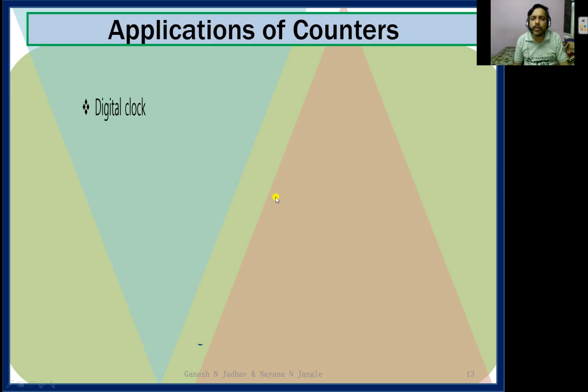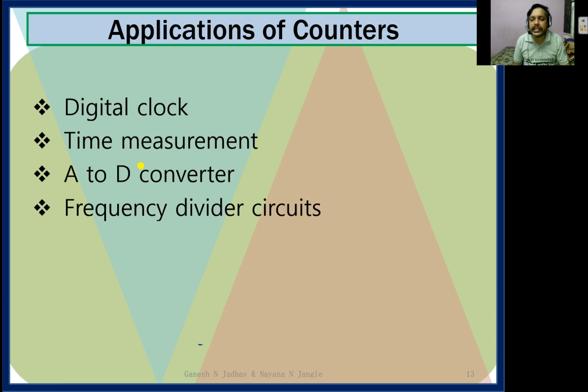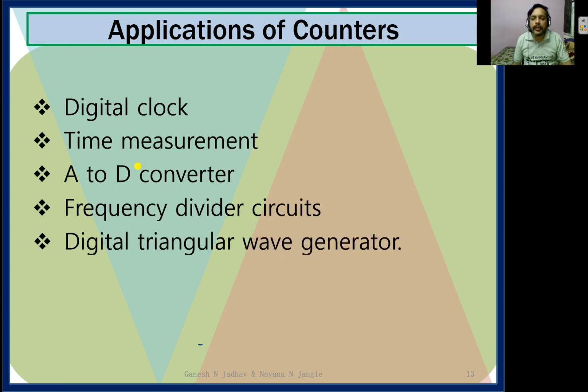So what are the applications of counters? The best example is the digital clock. Everyone uses a mobile, and the digital clock in the mobile is a counter. Then time measurement. Next, A to D converter: when we want to convert analog to digital, we require a counter, because we have to count the number of pulses. Frequency divider circuit: suppose the frequency is 1 kilohertz and we have to make it half, then we use counters once again. Then digital triangular wave generator: by using a digital counter we can generate a digital triangular wave.